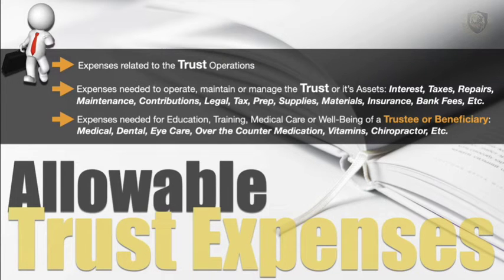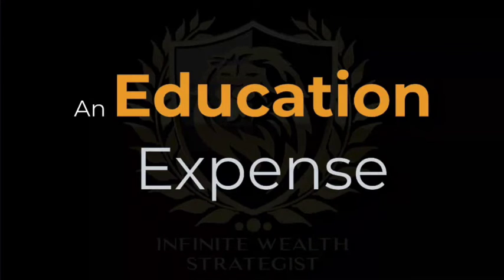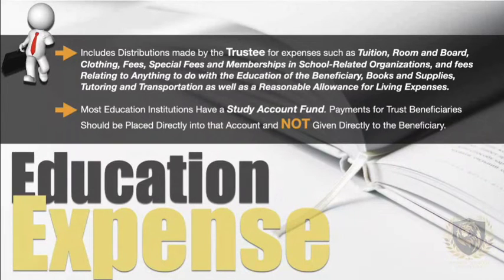Expenses for the education, training, medical care, or well-being of a trustee or a beneficiary are also authorized expenses of the trust. An education expense includes distributions made by the trustee for expenses such as tuition, room and board, clothing, fees, special fees and memberships in school-related organizations, and fees related to anything to do with the education of the beneficiary, books and supplies, tutoring and transportation, and a reasonable allowance for living expenses.